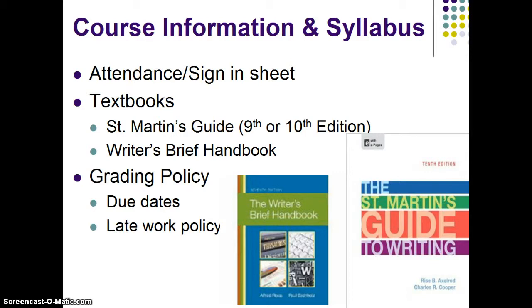We have 2 textbooks for this class, and if you took English 113 with CBU, then you already have the books. And this is the Writer's Brief Handbook and the St. Martin's Guide to Writing. These are the same books. If you have an older edition, the 9th edition, it'll work. For the most part, some of the chapters and page numbers are different, but the overall chapters are the same. And then the 10th edition is the one that we're going to currently reference in this class.